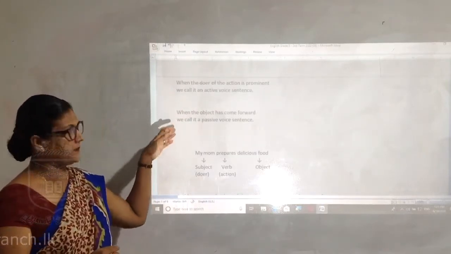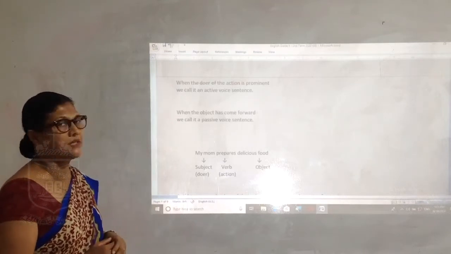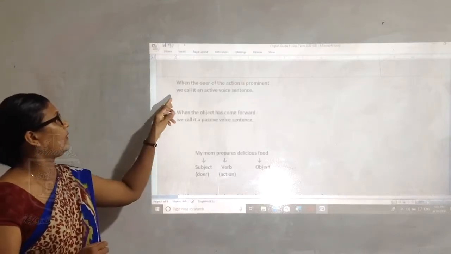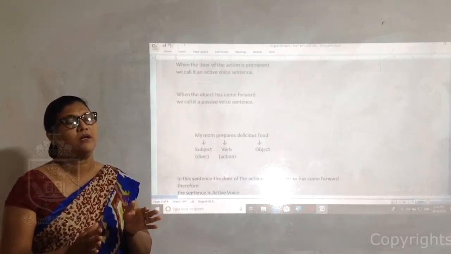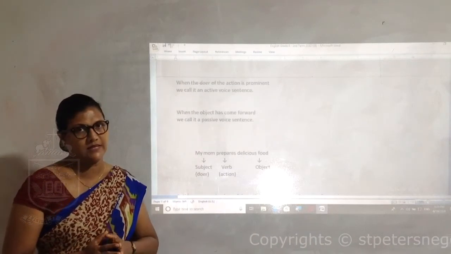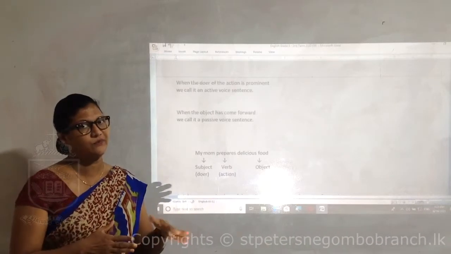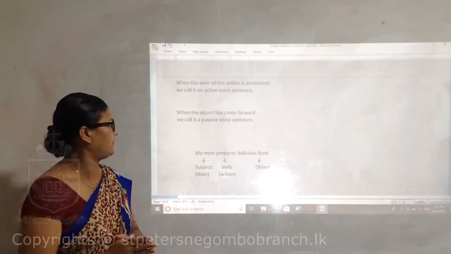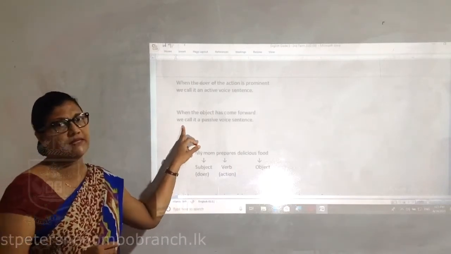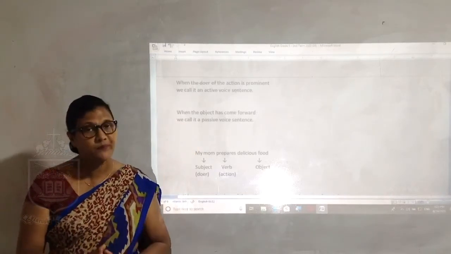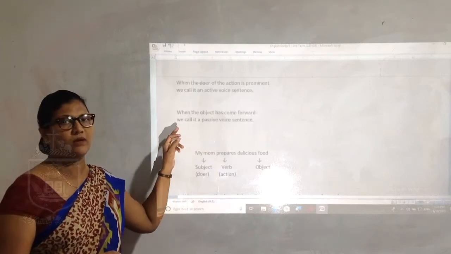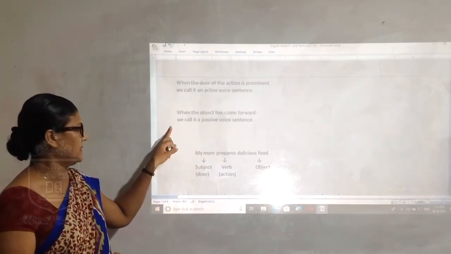You can see the explanation. When the doer of the action is prominent, we call it an active voice sentence. The doer or the subject of the sentence, when it comes forward, it is an active voice. When the object has come forward or when the object is prominent, it is called passive voice sentence.